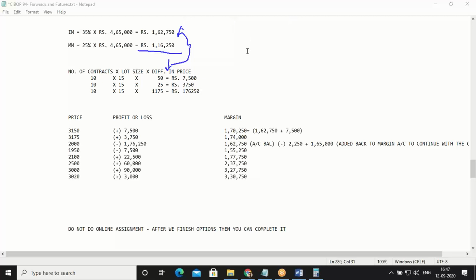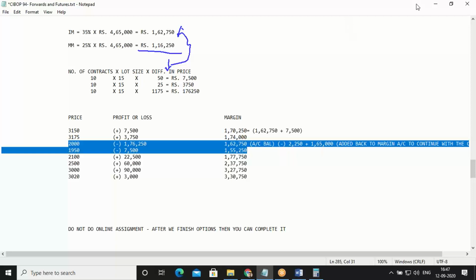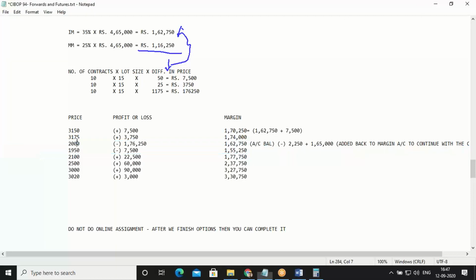Sir, I didn't understand that piece, that minus 2,250. I didn't understand that 1,65,000. How did that come back? That was confusing. Okay, you mean this part here? Yes, yeah, that part. Okay, so see what happened here is that the price dropped from 3,175 to 2,000. So you lost. The loss in price is 1,175.